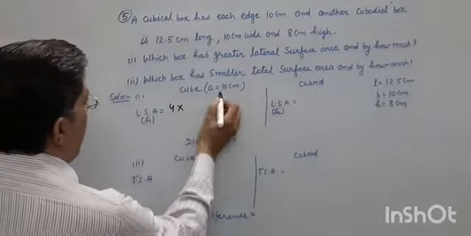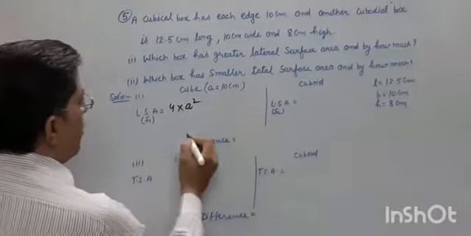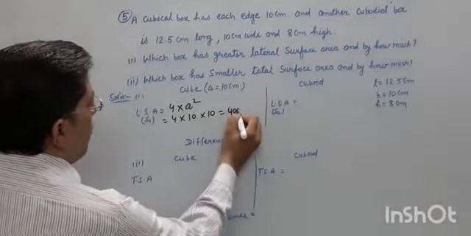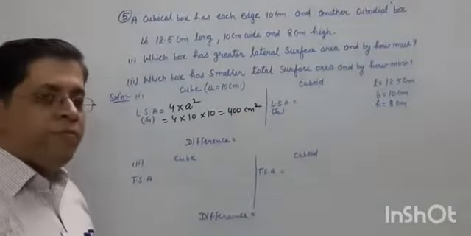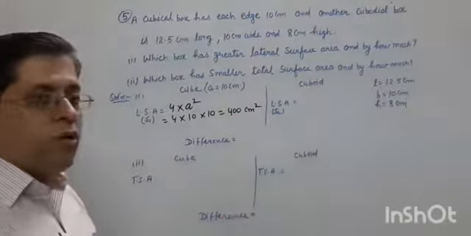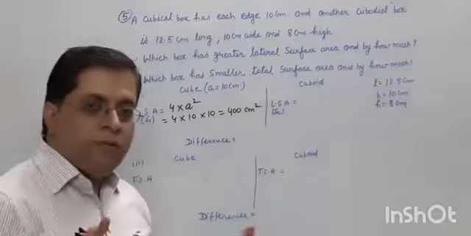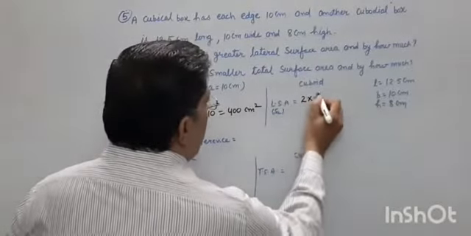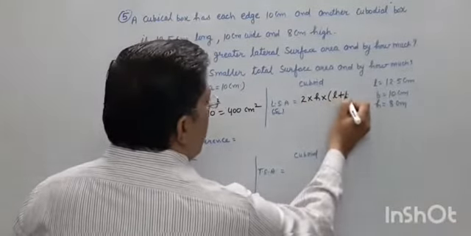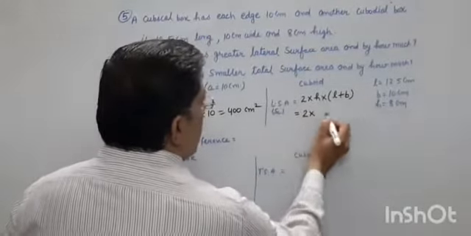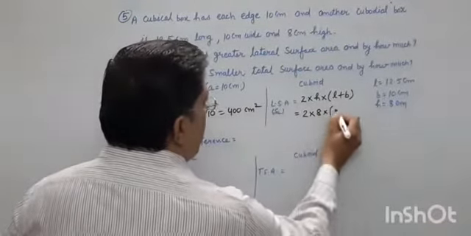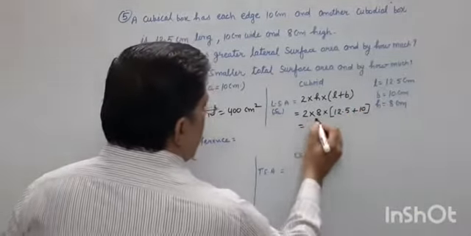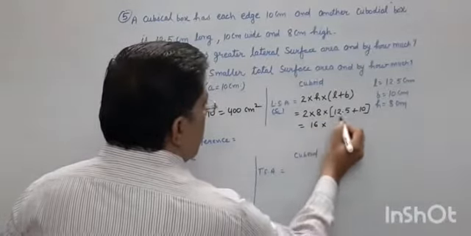LSA of cube, 4 into side square means 4A square. So 4 into 10 into 10, this will be 400 centimeter square. And then for cuboid, LSA is 2 into H in bracket L plus B. H is 8, L plus B is 12.5 plus 10, so this is 22.5.